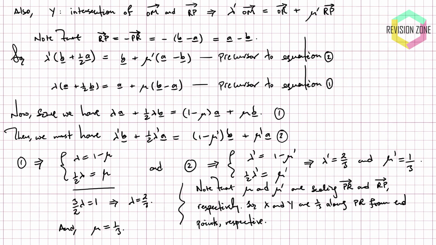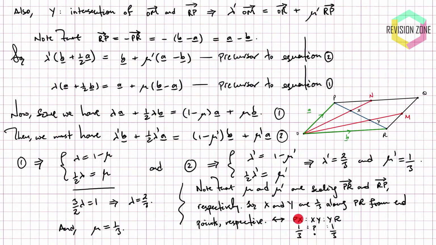So what does that mean? Well, what that means is, if you think carefully, mu and mu prime were actually what we were scaling PR and RP by, respectively, right? To get to the point X and Y, respectively. And we've just shown that the scale factor by which we've got to scale PR, mu, is the same as the scale factor by which we've got to scale RP, right? Which is mu prime. So they both turn out to be 1/3, which means that if I was to consider the ratio PX is to XY is to YR, then PX would be this segment here, and YR would be this segment here.